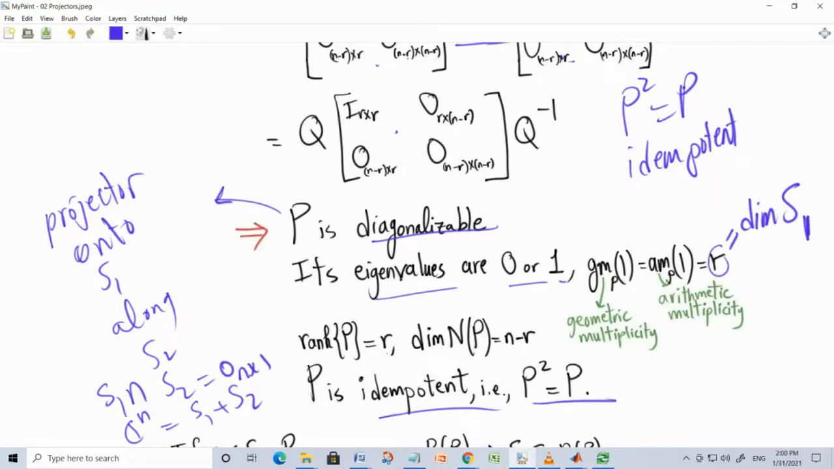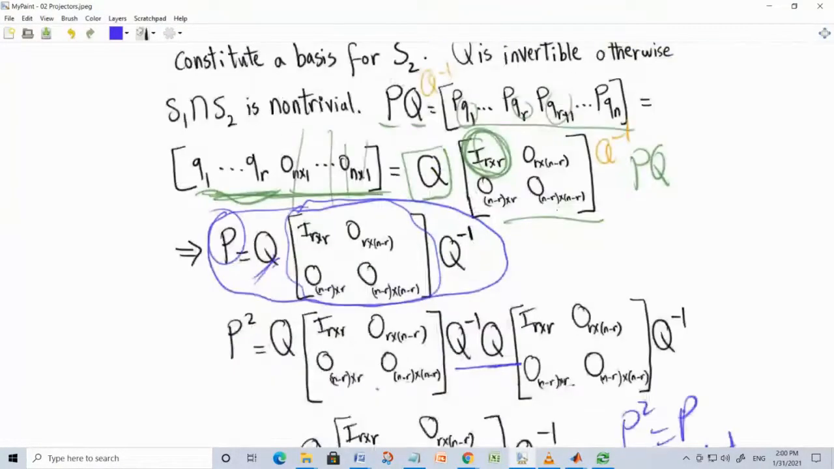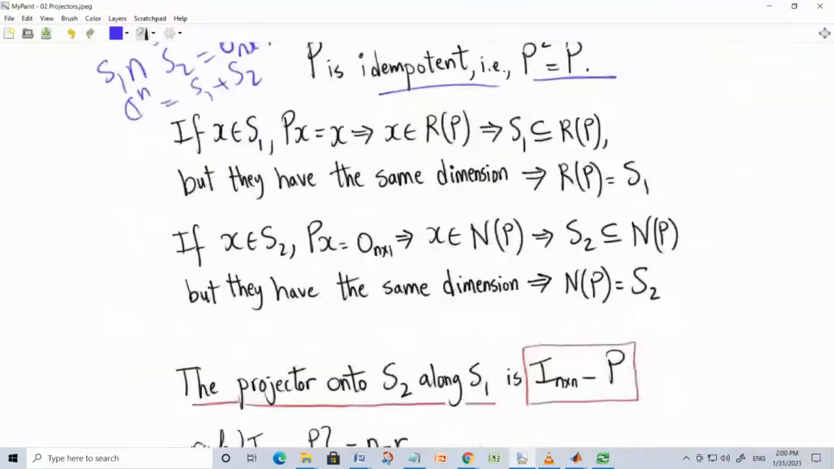Rank of B is equal to R, and the dimension of the null space of B is n minus R, right? So basically those vectors from Q_{R+1} to Q_n, those are a basis for the null space of B. Those are the vectors. If you multiply B by them, then you get the all zero vector. Okay.